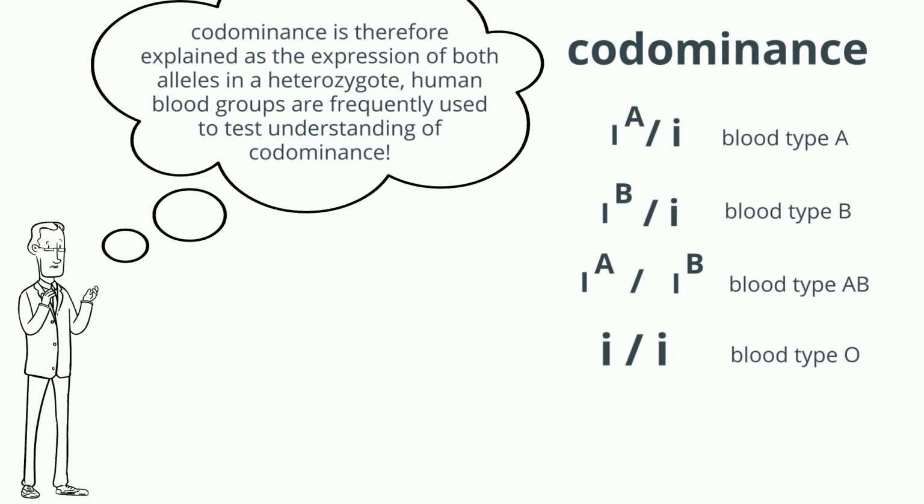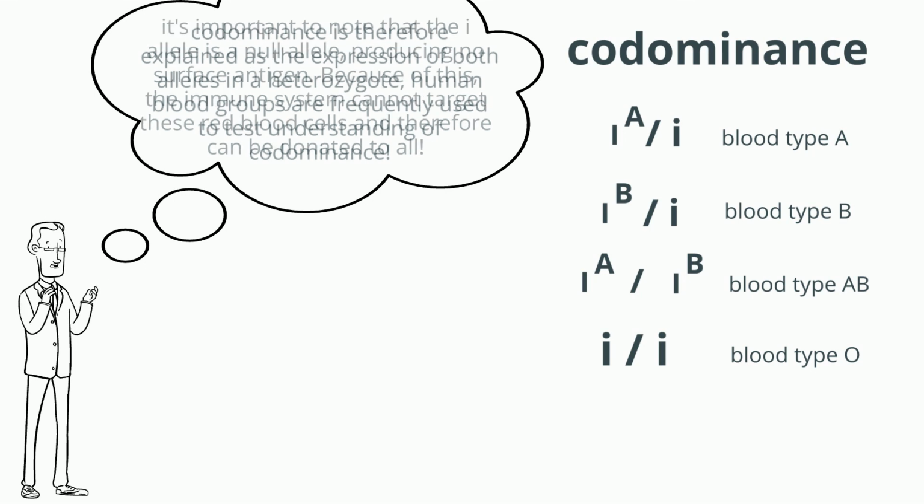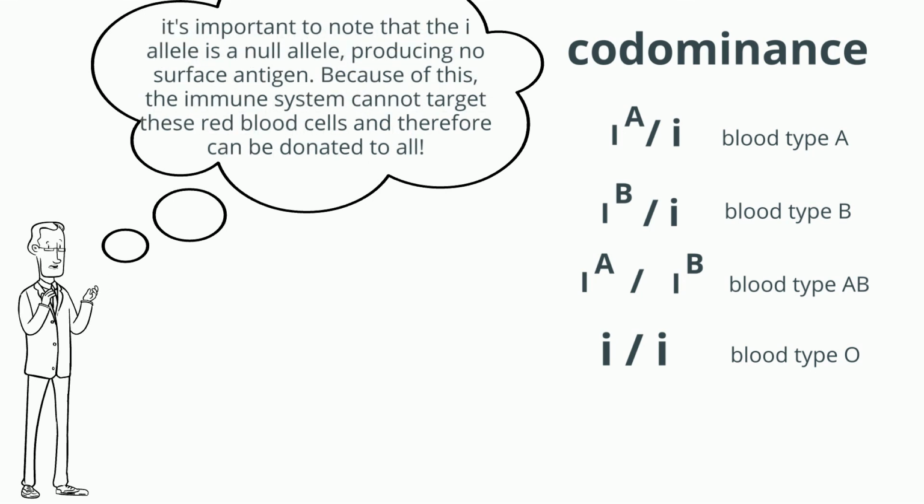Codominance is therefore explained as the expression of both alleles in a heterozygote. Human blood groups are frequently used to test understanding of codominance. It's important to note that the I allele is a null allele, producing no surface antigen. Because of this, the immune system cannot target these red blood cells and therefore can be donated to all.